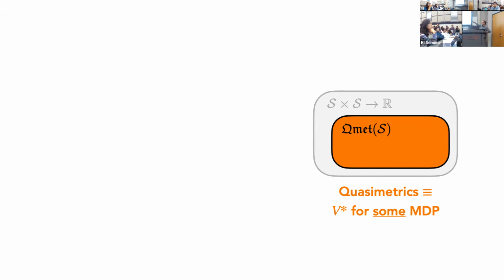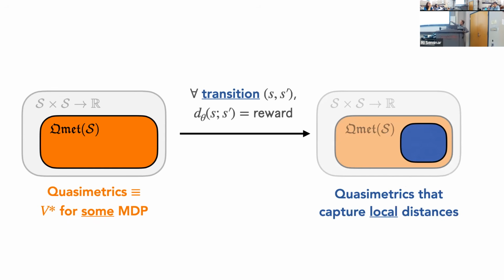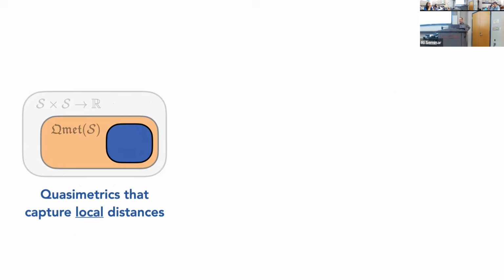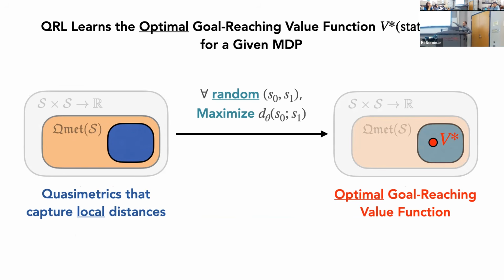Then what we do is we say, we know that the distance between a state and adjacent states has to equal the reward or equal unitary cost, if we make that assumption. That's a subset of all possible quasimetrics, quasimetrics that capture local distance. And then if we simply maximize all the other possible state goal pairs, then the final remaining point is the optimal value function.